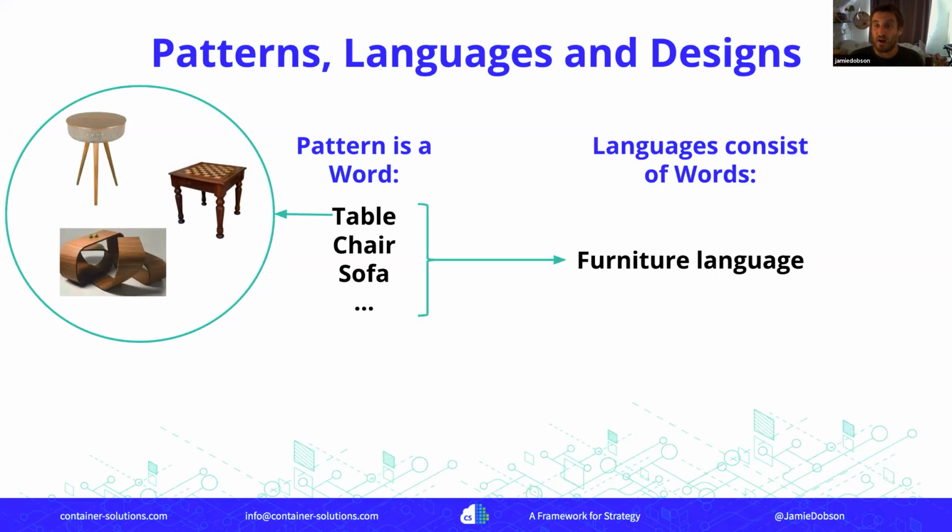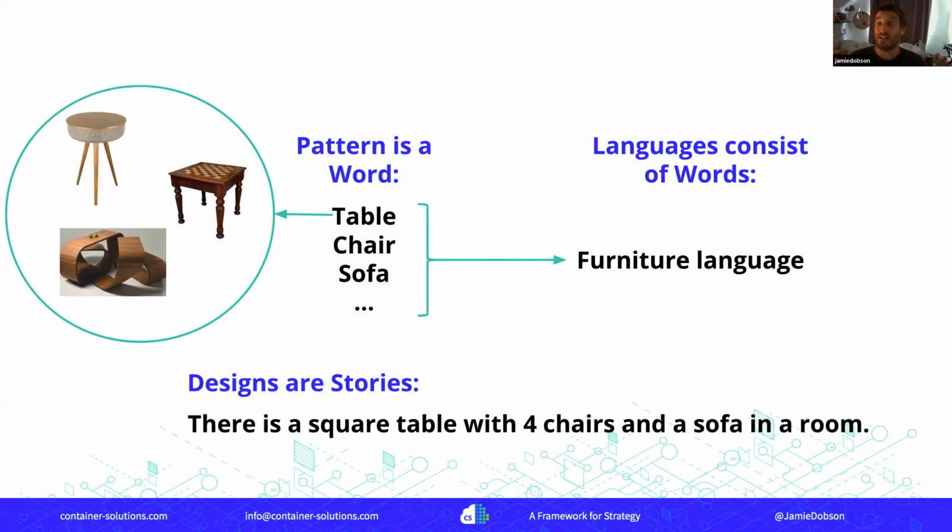When you've got lots of words, you can stick them together in a language. There's a furniture language. And finally, designs are stories, right? There is a square table with 4 chairs and a sofa in a room. This is what patterns are. Now, very importantly, they are context specific.